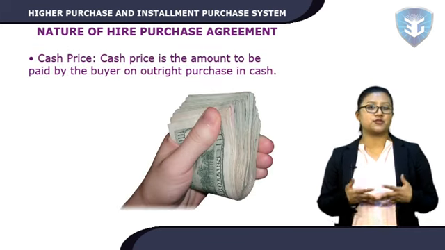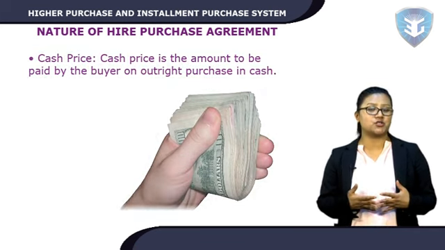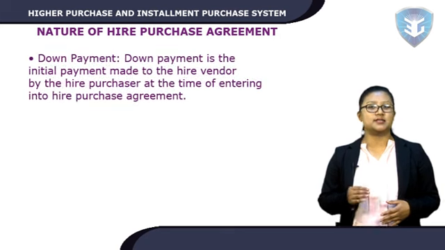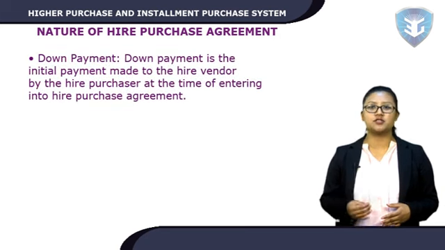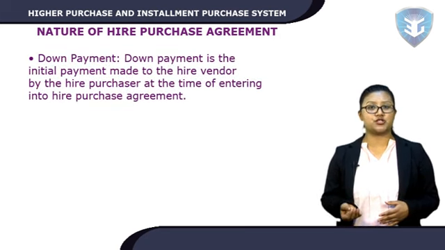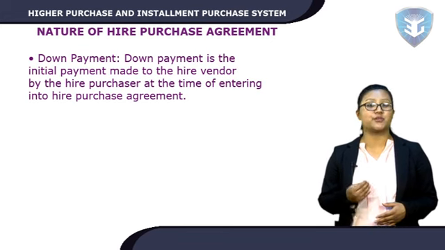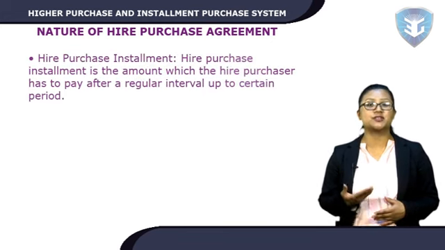Cash price. Cash price is the amount to be paid by the buyer on outright purchase in cash. Down payment. Down payment is the initial payment made to the hire vendor by the hire purchaser at the time of entering into the hire purchase agreement. Hire purchase installment.